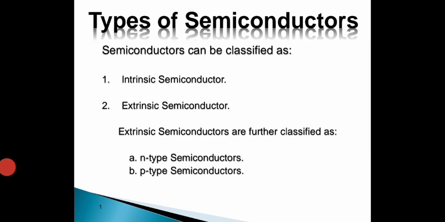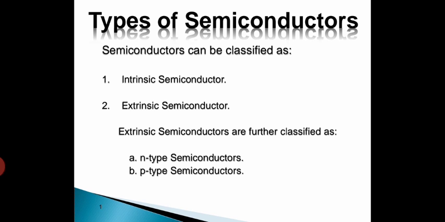Hi students, in the second part of the semiconductor chapter, we discuss the types of semiconductors, how the p-n junction diode is formed, then working of diode in forward bias and reverse bias, and then application of semiconductors. Now, first we discuss semiconductors, types of semiconductors.